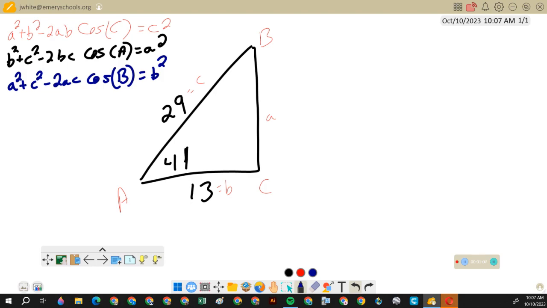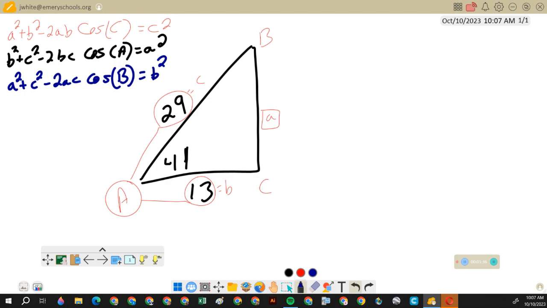And the formula you choose depends entirely on the angle. Essentially, one side of the formula will include the angle and the two sides that touch the angle, and that will be equal to the side that is opposite the angle. So for this problem, it wants me to find AB.